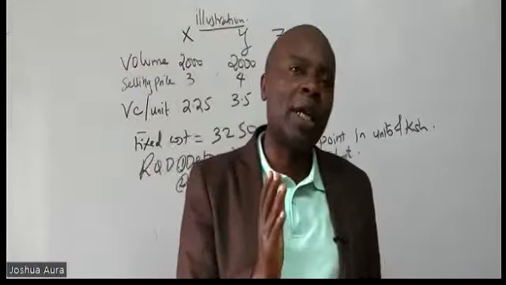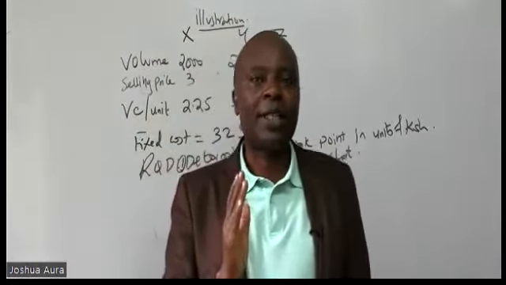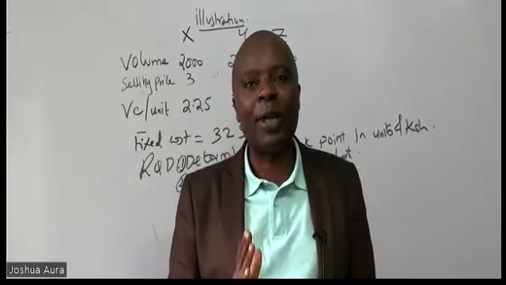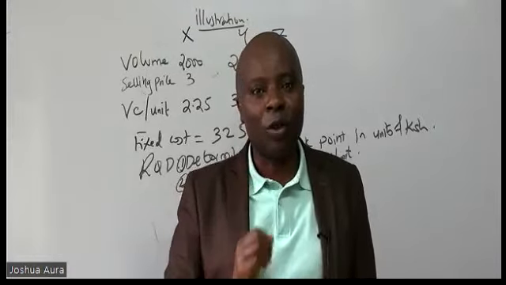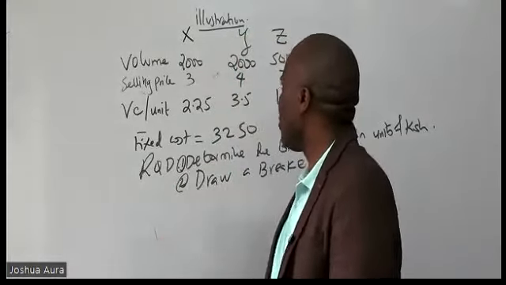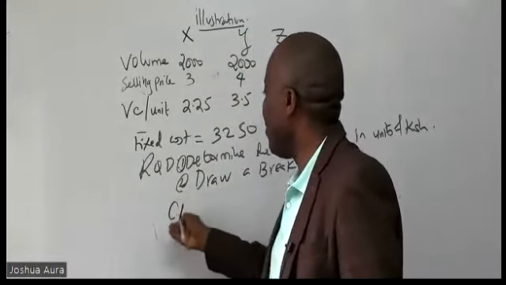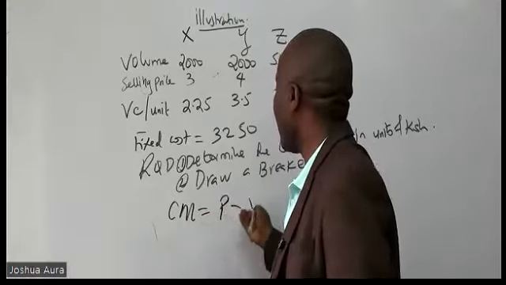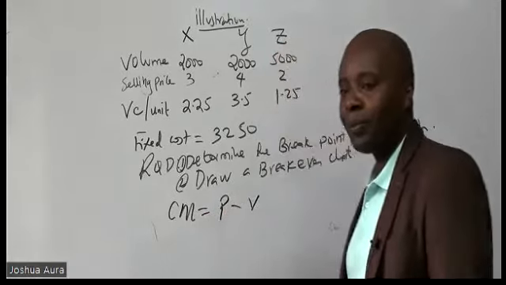You see, there's low-hanging fruits. The first low-hanging fruits that I need to come and harvest are those fruits of getting contribution margin. How do I get contribution margin for each of these products? To get CM, remember, I'll have to take price minus variable cost.